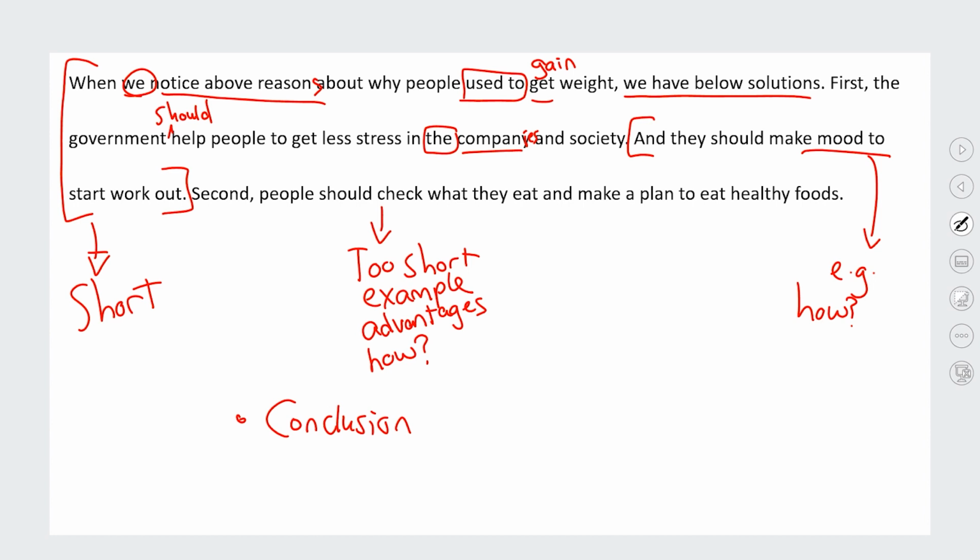What does cohesion and coherence look for? It's more than just these linking words that your teacher likes to focus on.